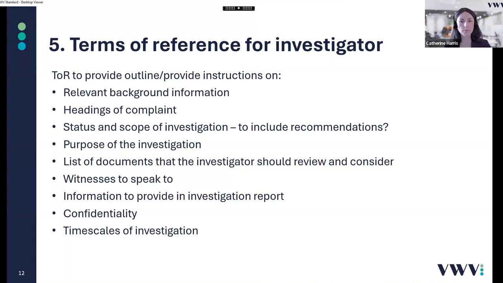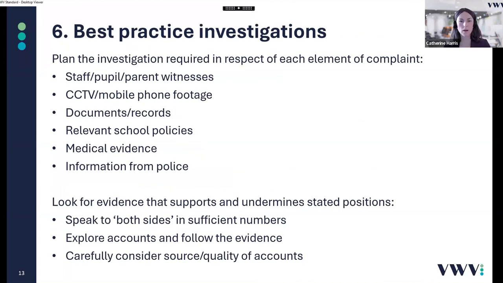Next slide, please. So just a final slide before I hand over to Miriam. I'm just briefly going to touch on best practice investigations. And I would say that we could do a whole separate session just on best practice investigations. So this is just really some of the key points.